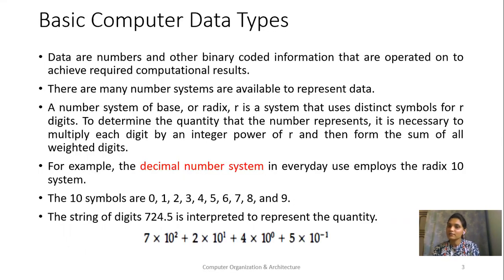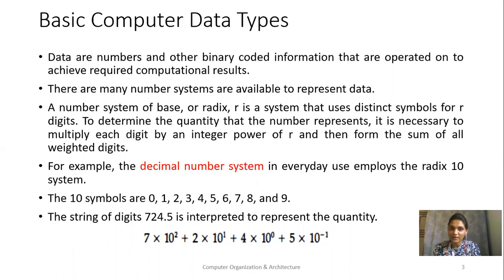Data are nothing but numbers and other binary coded information that are operated on to achieve our required computational result or our goal. There are many number systems available like binary number system, decimal number system, hexadecimal, octal, BCD, etc. For any number system, the base or radix of the system is represented by r, and that represents how many distinct symbols are available for this number system.